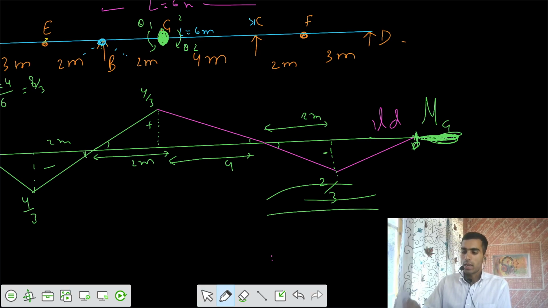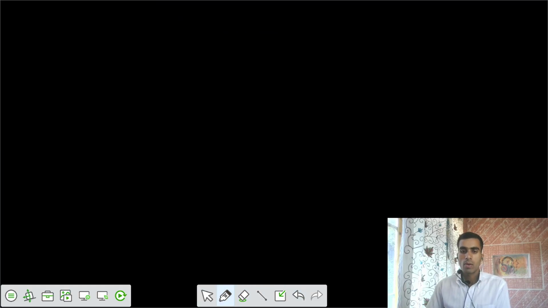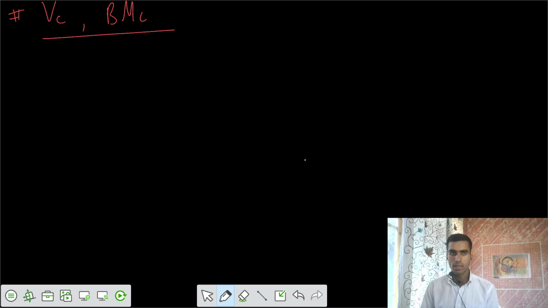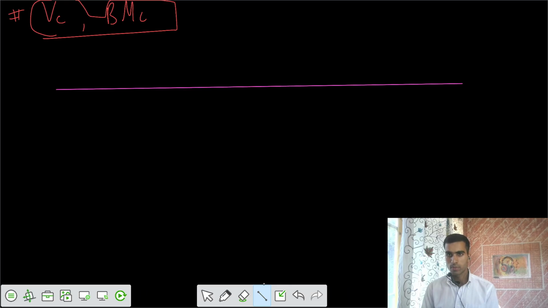Now let's take a problem. Let's go for the problems. The problem is saying that you need to get the shear force at C. We can say ILD and bending moment at C. Shear force at C, bending moment at C. You need to get these two values for the simply supported beam with the loading as given in this fashion.